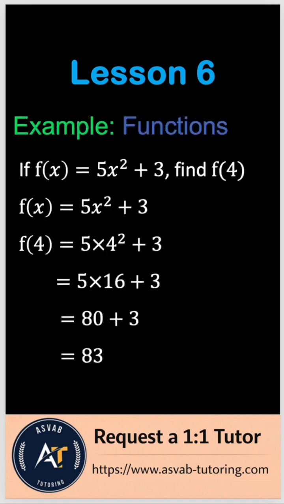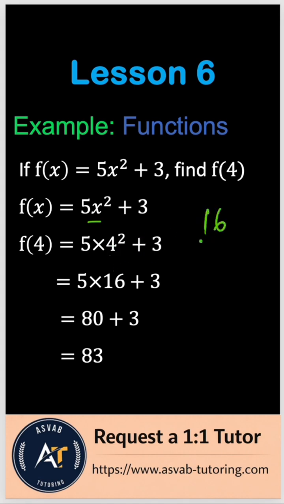Lastly, we have functions. So if f of x equals 5x squared plus 3, find f of 4. So in order to find f of 4, just put 4 in the place of x. So f of 4 equals 5 times 4 squared plus 3. Now 4 squared is 16.